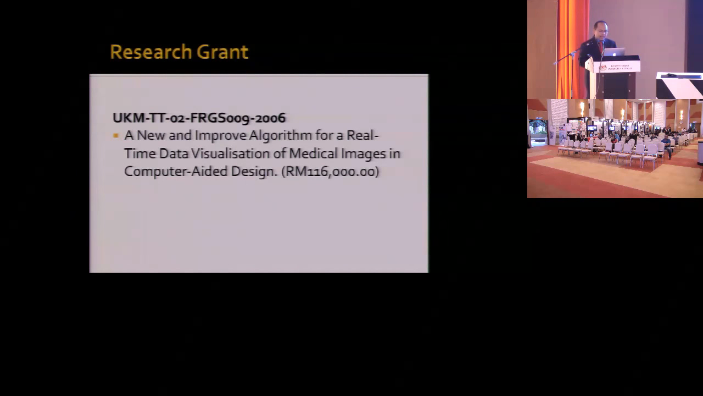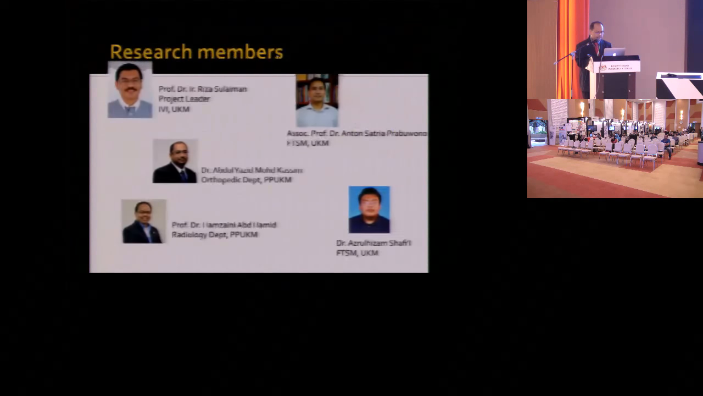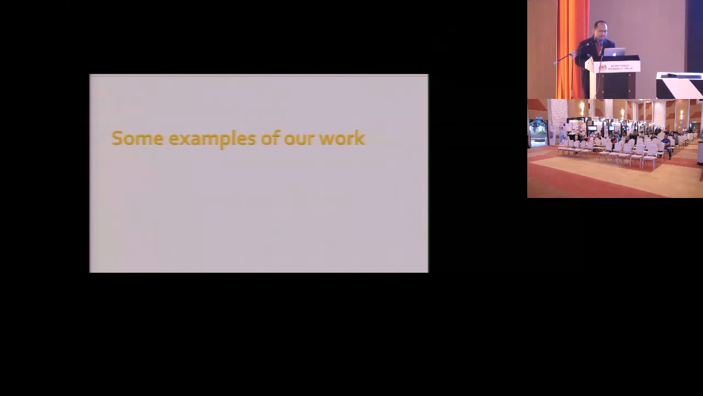From the research grant that we got, the outcome of the research, we produced a few software, which are auto knee, auto hips, auto shoulder and also auto elbow, and we produced 3 master students and 2 PhD students, and publications as well. So this is the research between IBI and medical faculty, and some examples of our work. As I mentioned, we produce auto knee, auto hips, auto shoulder and auto elbow.